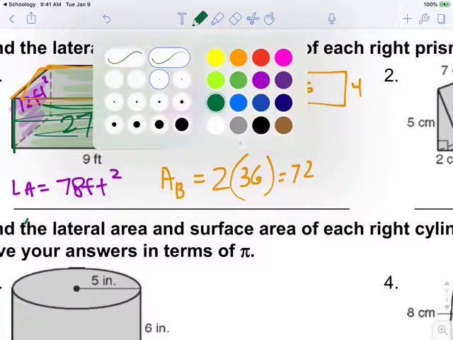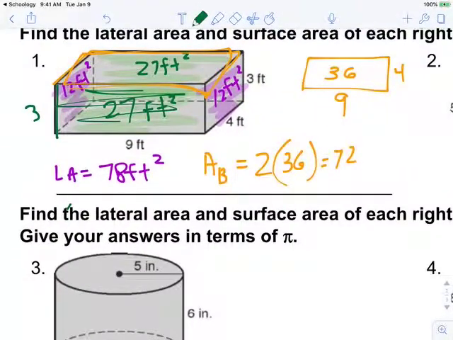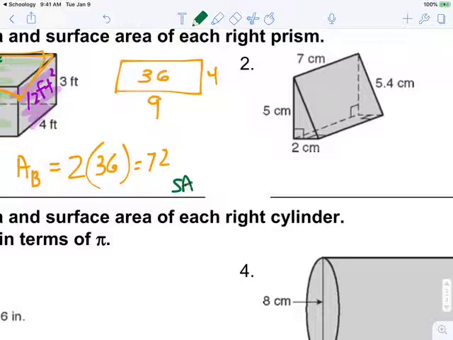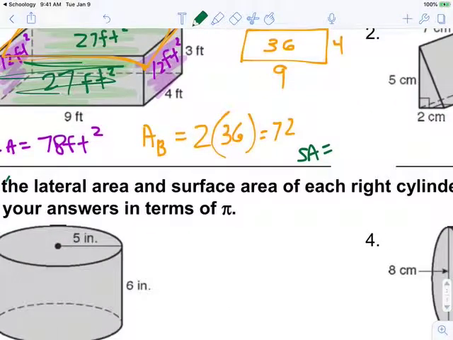All right. I gave you the lateral. I gave you the area of the bases. So the total would be adding them together. And we're just going to call that surface area. Surface area is 72 feet squared plus 78 feet squared. Let's take care of the 70s. 70 and 70 give me 140. 8 and 2 give me 10. 140 and 10 give me 150. Make sense?